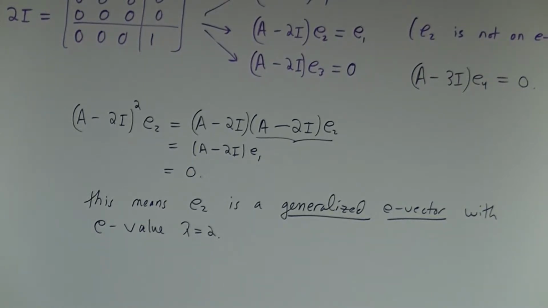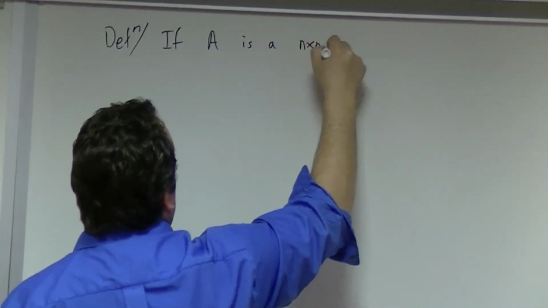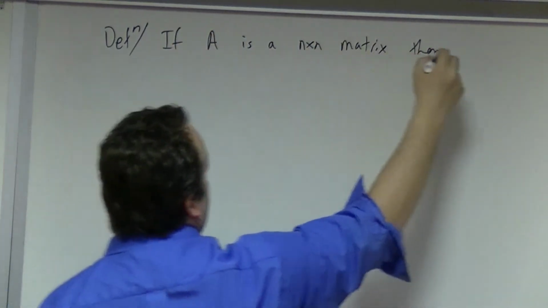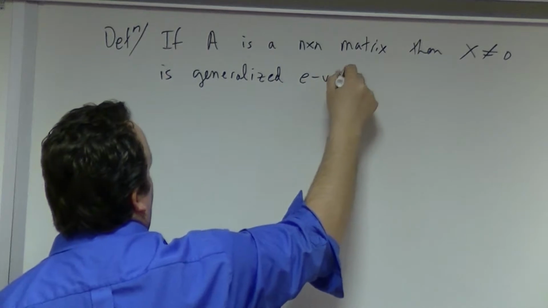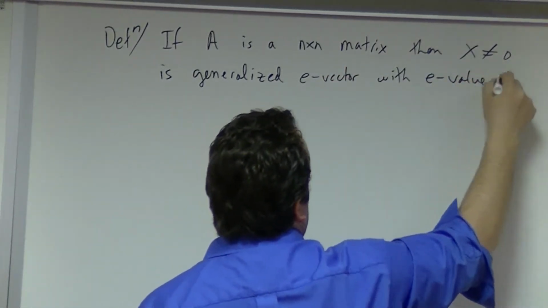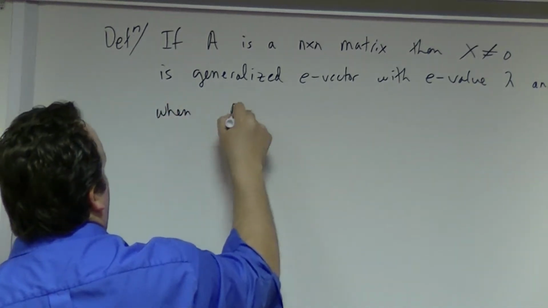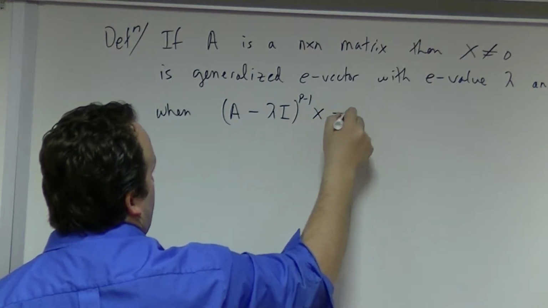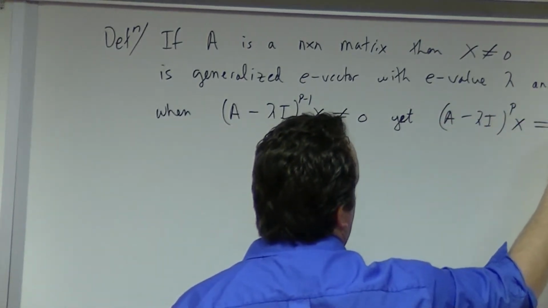Let me give you a definition for generalized eigenvector. Definition: if A is an n by n matrix, then x not equal to 0 is a generalized eigenvector with eigenvalue lambda and order p when (A minus lambda I) to the p minus 1 times x is not equal to 0, yet (A minus lambda I) to the p times x is equal to 0.